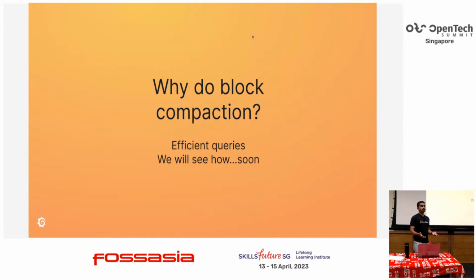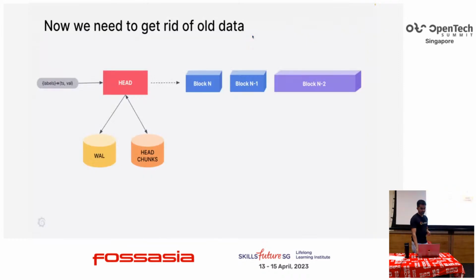Yeah, block compaction is for efficient queries. It also reduces the disk space usage because the index is not repeated, and we'll see soon how. So before we look at the block, at some point you want to get rid of the old data. You don't want to store the data in your system because sometimes you don't need the old time series data.